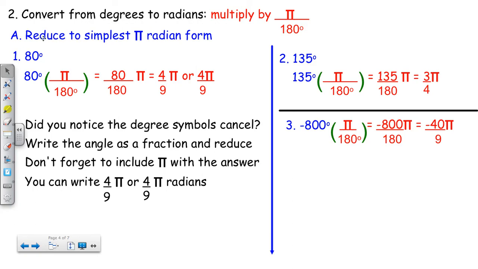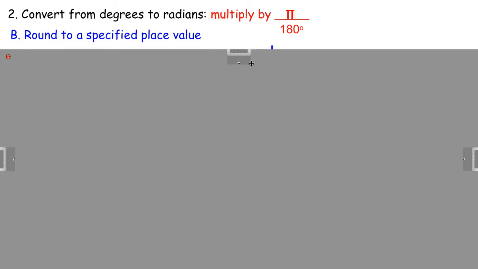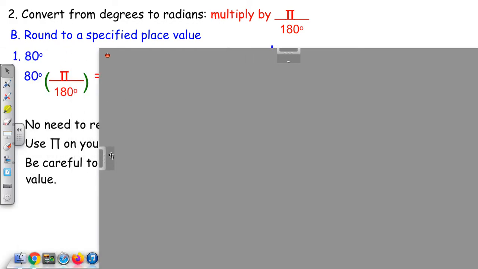Let's look at the second way that you may be asked to also do this. So let's go to the next one. Okay, so here's what you're going to do for the next one. Here you're going to be asked to round to a specified place value. So let's go and do this.